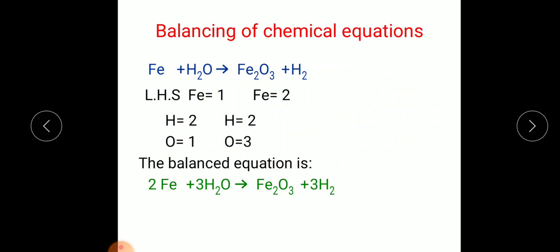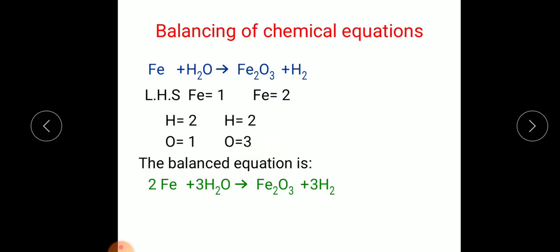Say for example, let us try with the equation: iron plus water giving you iron oxide plus hydrogen. Now if you see, on the left hand side we have iron 1, hydrogen 2, oxygen 1. On the right hand side we have iron 2, hydrogen 2 and oxygen 3.